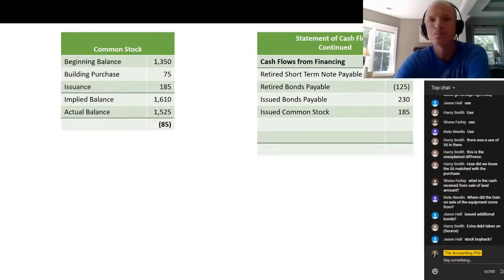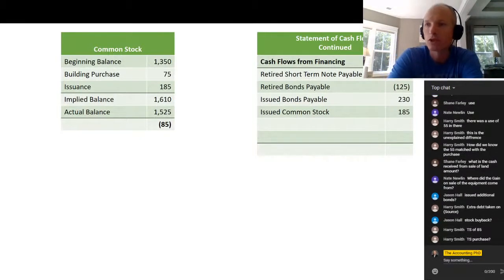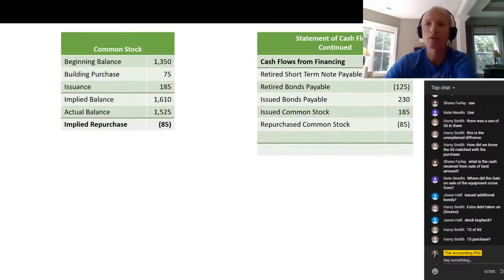Stock buyback, treasury stock of 85, treasury stock purchase. Good, you guys are right on top of it. Yep. So there's a repurchase of common stock for $85. If you had said treasury stock purchase, I would have counted that completely correct. Stock buyback, probably not, Jason. But again, this is the term that we most commonly see used is repurchase. Treasury stock purchase also would be acceptable, but repurchase is the more common. Repurchase of common stock is more commonly used. But all that to say, of course, that's a use of cash. That's a negative cash flow.